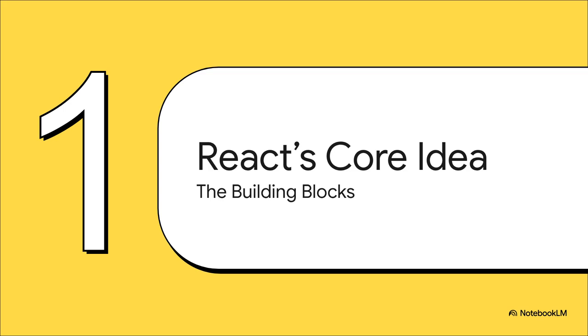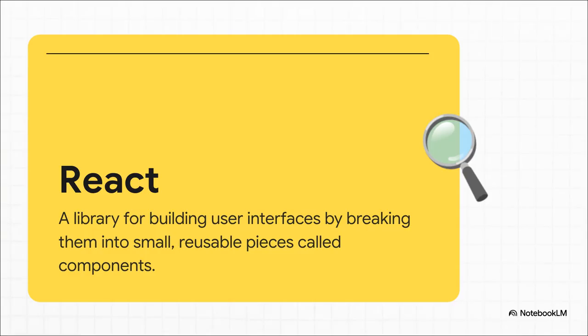To really get React, we have to start with its most fundamental idea. I like to call it the philosophy of building blocks. So what is React officially? It's a JavaScript library for one thing, and one thing only, building user interfaces. But the key, the absolute heart of it, is how it does that. By breaking the UI down into these small, self-contained, and reusable pieces. We call these pieces components.